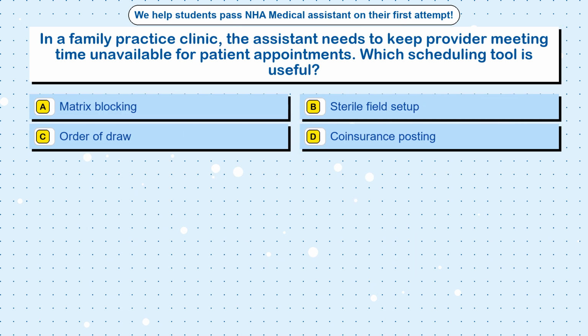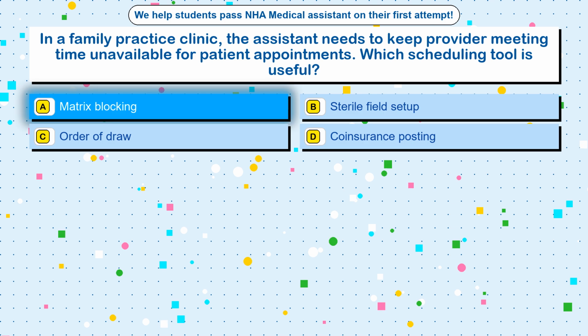Question 7. In a family practice clinic, the assistant needs to keep provider meeting time unavailable for patient appointments. Which scheduling tool is useful? Option A. Matrix blocking. Option B. Sterile field setup. Option C. Order of draw. Option D. Coinsurance posting. The correct answer is option A.